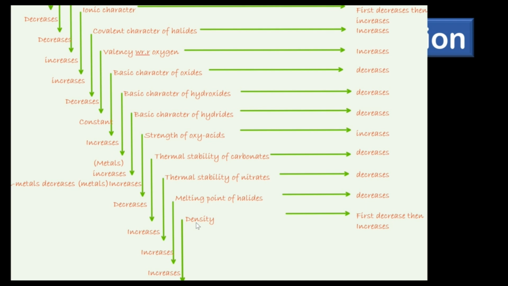Metallic character, of course, is high on the left side of the periodic table, so electropositive character will also be high. The right side of the periodic table, the non-metal category, will be low, so that will decrease. So that's it about periodic properties. They won't ask many questions, as it will be mingled with other chapters.